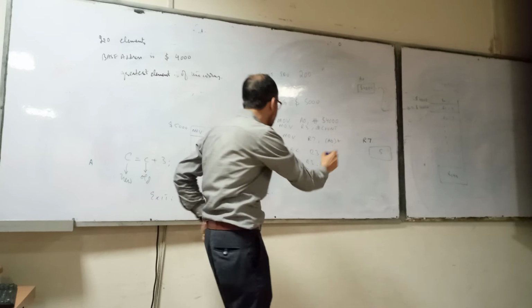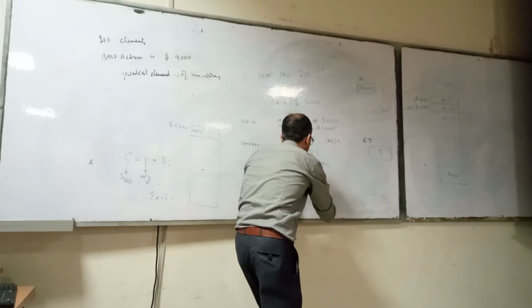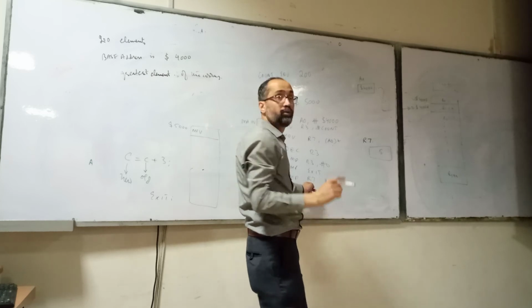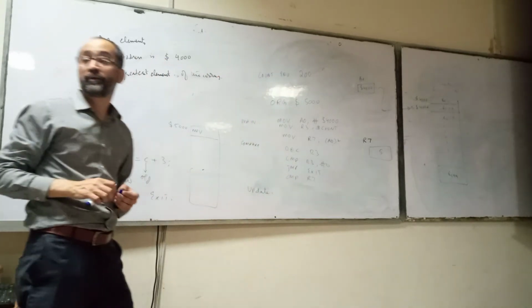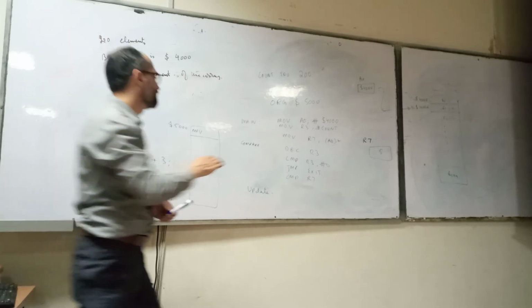Okay. Now we will then again compare R7. Sir, excuse me. Yes. Why is it B and not jump? Okay. Branch. Yes. You are good.